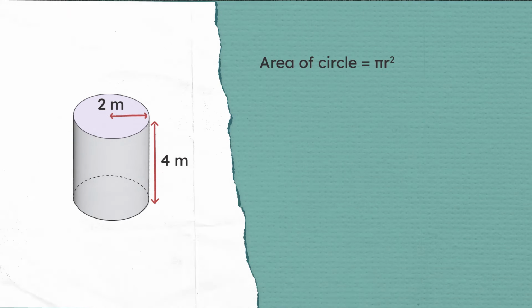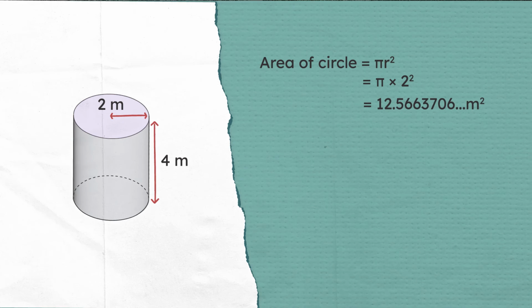For this cylinder, the radius of the circle is 2 meters, so the area of the cross-section is pi multiplied by 2 squared, which equals 12.5663706 meters squared. Leave this value in your calculator as you will need it to find the volume.